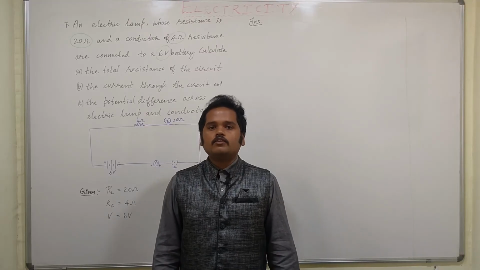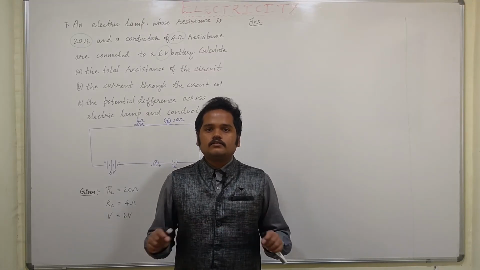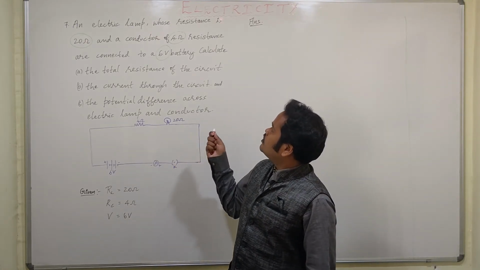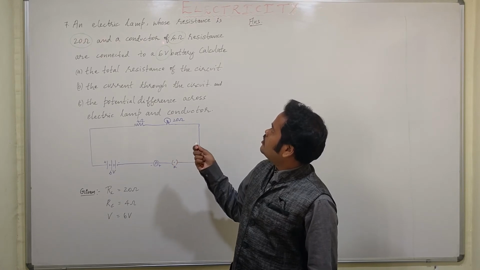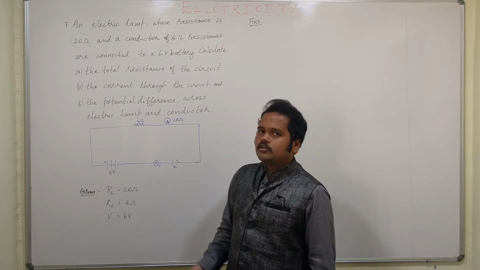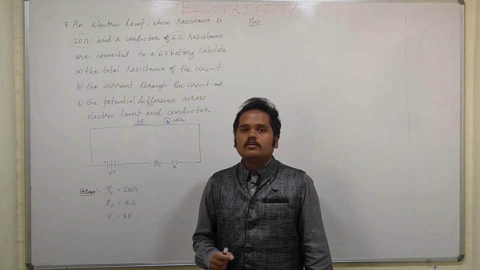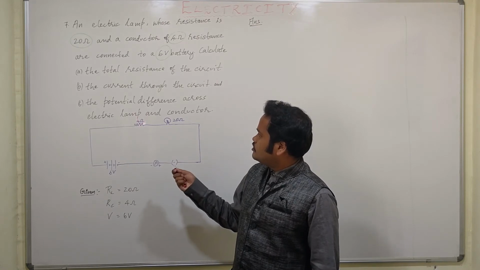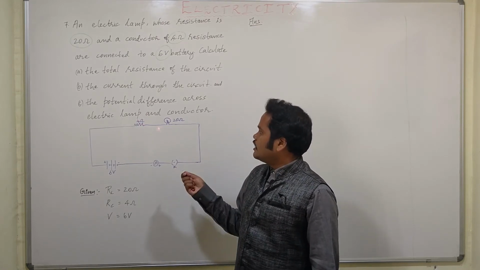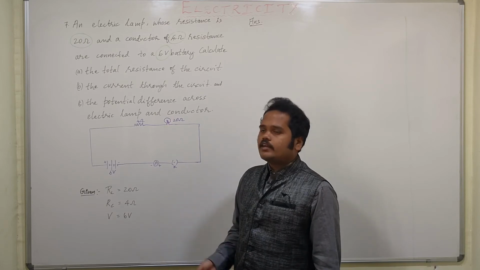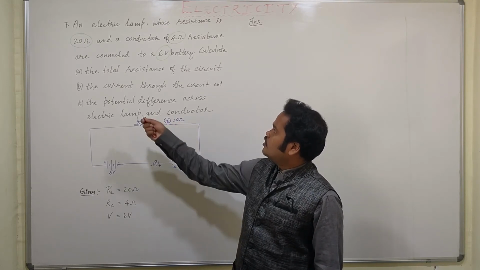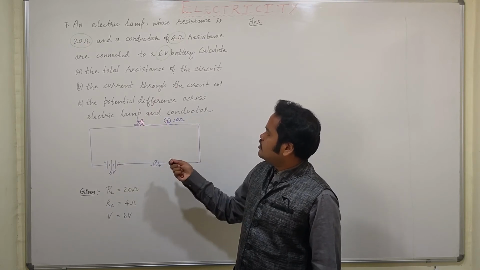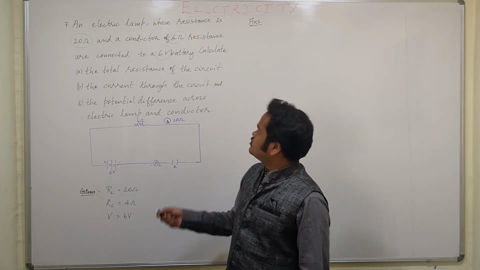We will solve a single problem on resistors in series. Let us see the question. An electric lamp whose resistance is 20 ohm and a conductor of 4 ohm resistance. So there are two things. One, the resistor, and the resistance of it is 4 ohm. The electric lamp, and the resistance of the electric lamp is 20 ohm. 4 ohm is the resistance of the resistor which is connected in series.